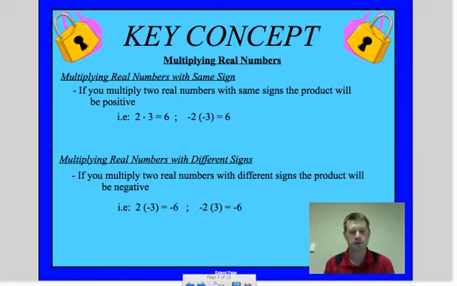Multiplying real numbers with different signs. If you multiply two real numbers with different signs, the product will be negative. So down there you see that we have 2 times a negative 3. A positive times a negative makes a negative 6, and negative 2 times 3 makes a negative 6. If there's only one negative sign, the end result will be negative.